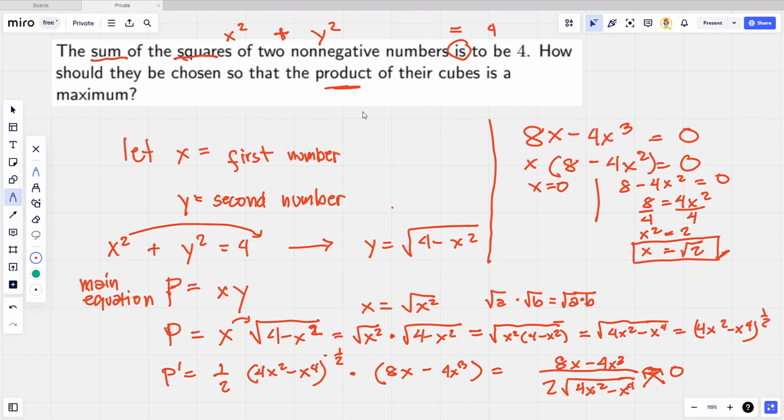When x is equal to the square root of 2, we substitute that into our given statement right here. So we would have y equal to the square root of 4 minus the square root of 2 squared. And the square root of 2 squared, the square and root cancel out, so you'd be left with 2. 4 minus 2 is 2. y is equal to the square root of 2. So these are now our values for x and y.